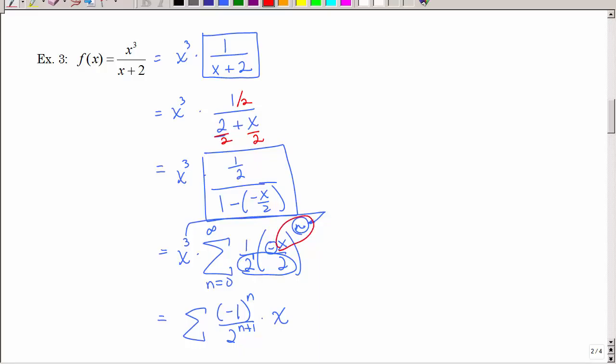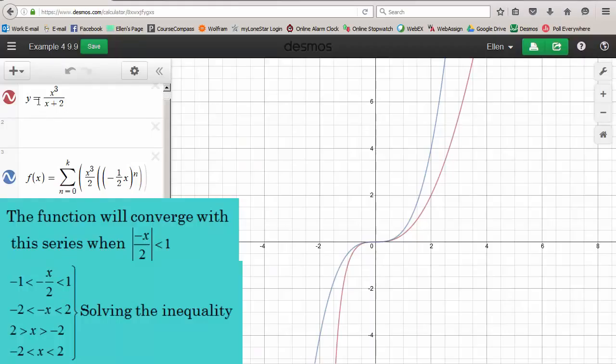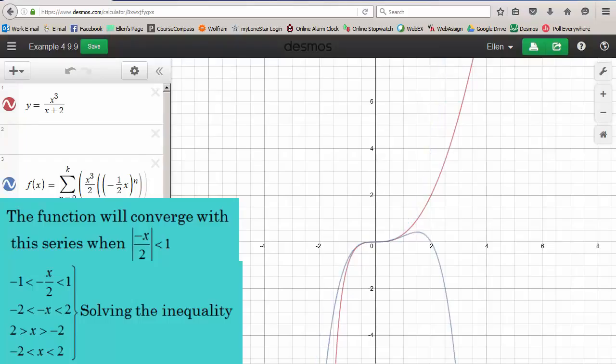I have x to the n times x cubed. What can I do with those exponents? I can add them. So that is an alternative way to write this, and I kind of like that. It looks nice. It looks neat. Once again, let's just compare the function to the power series. As the power series gets way out there, you can see how they do indeed match up, and you can really see how they match up between negative 2 and positive 2.